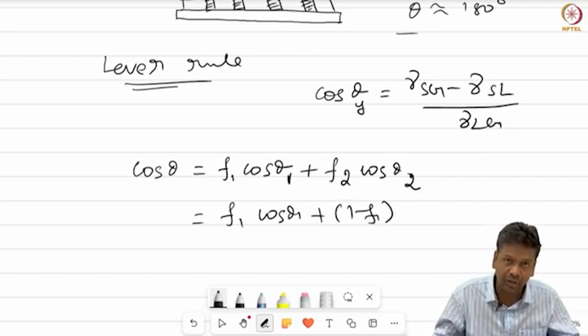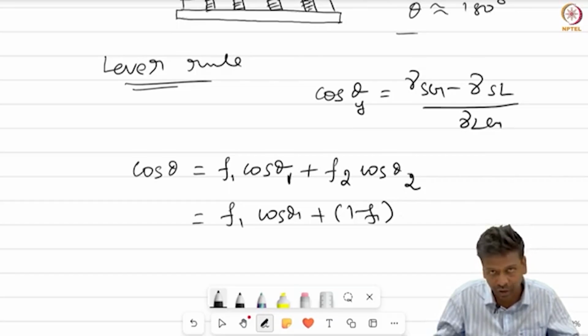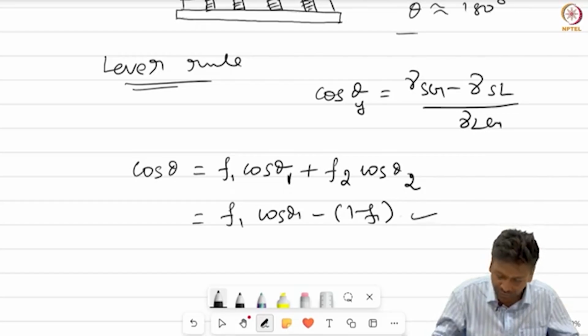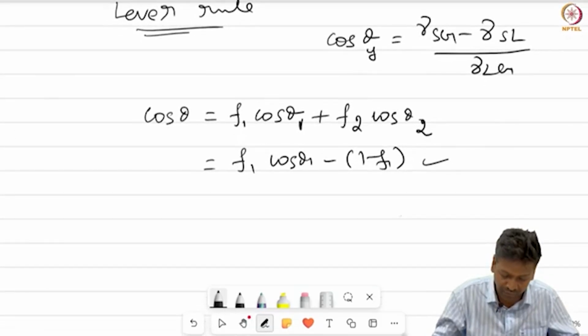Since just now we mentioned that the air pocket will not allow the water molecule to penetrate inside, we can theoretically assume theta to be 180 degrees, which means cos 180 will be minus 1, so we can simply write this equation as minus 1 minus F1 itself. So this is how the equation can be modified.